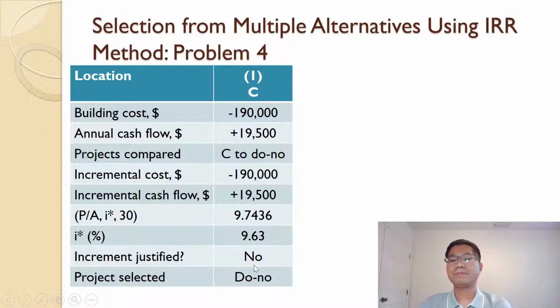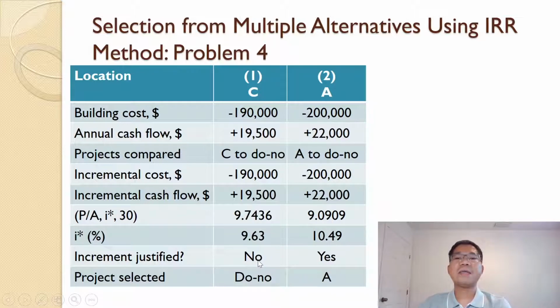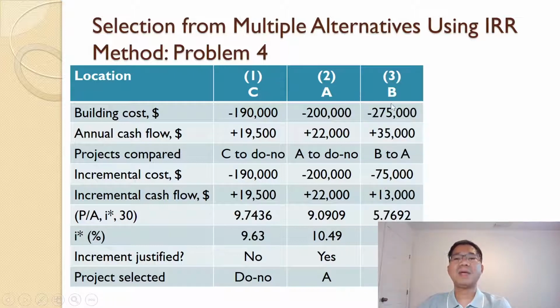Then go to A, the i star IRR is 10.49%. So yes, justified because it's greater than MARR of 10%. So the project selected is A. When A is good, then we do B minus A. B here, and that is B to A. See that? C compared to do nothing: do nothing is better. A compared to do nothing: A is better. Now B to A.